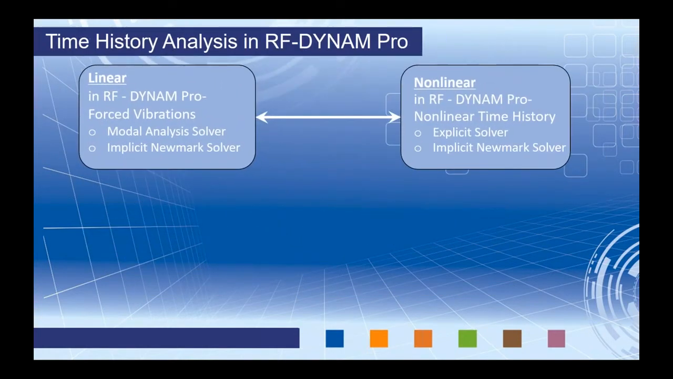So as I mentioned before, with time history analysis, we have both the linear and nonlinear options available. Now, as far as the linear time history analysis, this is available in DYNAM Pro Forced Vibrations. We have two different solvers, the modal analysis solver and the implicit Newmark solver. I'll get much more into detail on these solvers in just a minute, but as an overview, the linear analysis neglects structural and geometric nonlinearities. This does run a first-order analysis and assumes small deformations.